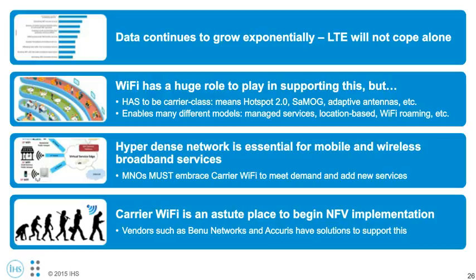At the same point, we've seen the maturation of NFV, and carrier Wi-Fi is very much an astute place to begin with NFV implementation. Done right, it's something that's really going to support new service models for Wi-Fi: managed services, location-based services, Wi-Fi roaming. All these things really come into play once carrier Wi-Fi is robustly deployed. And as you've heard a little bit, vendors such as Benu Networks and Accuris Networks have solutions to support operators in that transition.